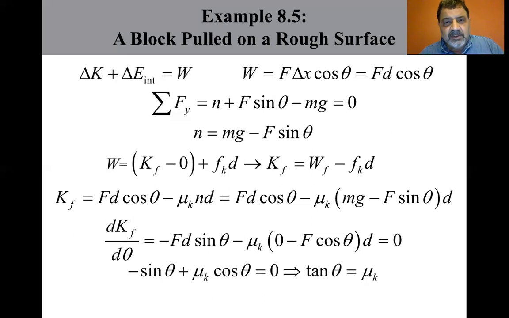None of this, and this is just looking at my notes, none of this is on the PowerPoint. So mu sub k cosine theta equals sine theta. The minus disappears because you subtract sine theta from both sides. And so mu sub k is equal to sine theta over cosine theta. We're dividing both sides by cosine theta to isolate the mu sub k. So mu sub k is equal to the tangent of theta.